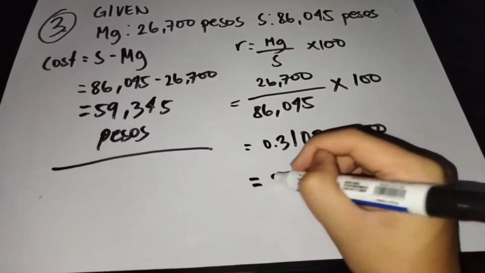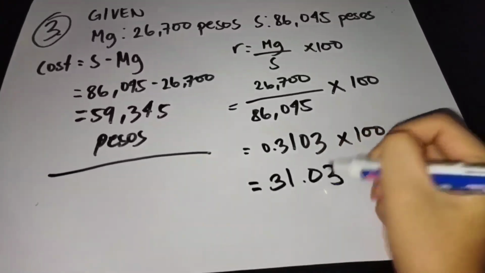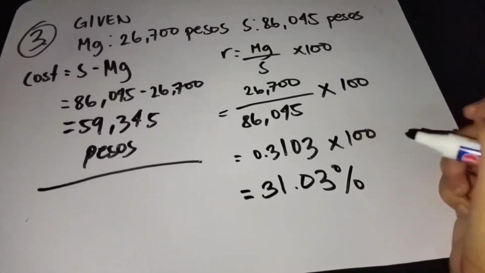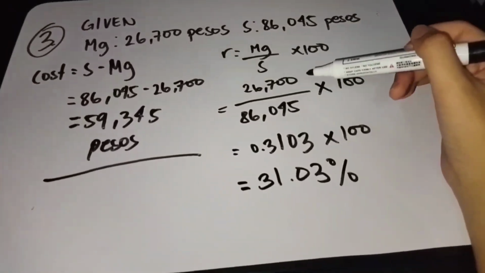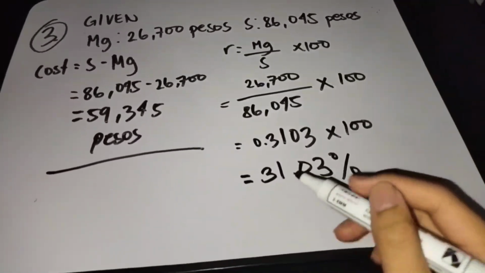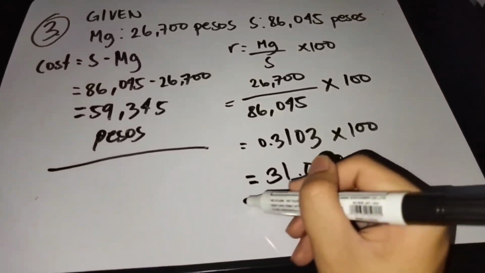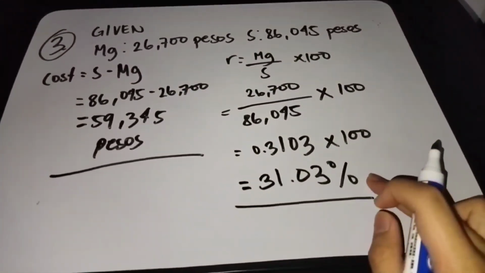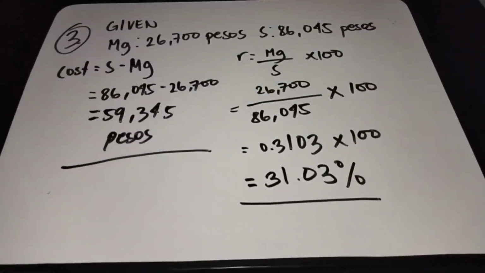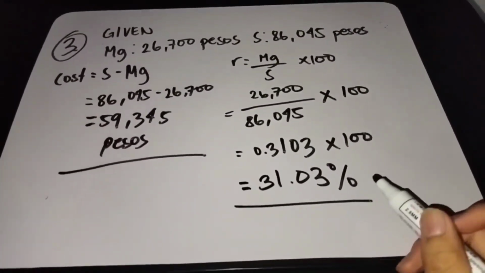So, what comes out is 31.03%. Again, it doesn't matter if you multiply right away what comes out of your calculator after dividing. It doesn't matter because we will still end up with the same answer, although the only difference is where you round off. So this is our rate. Our table is now complete.